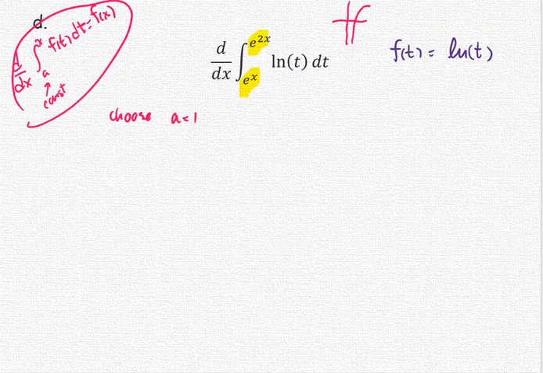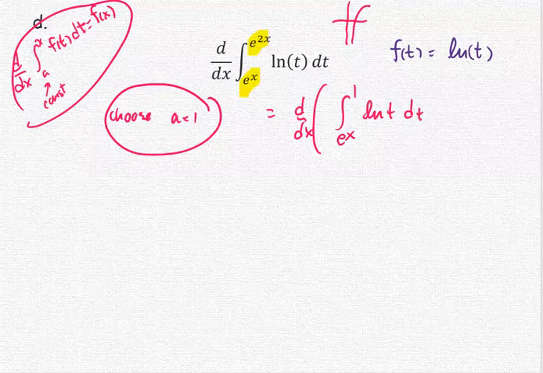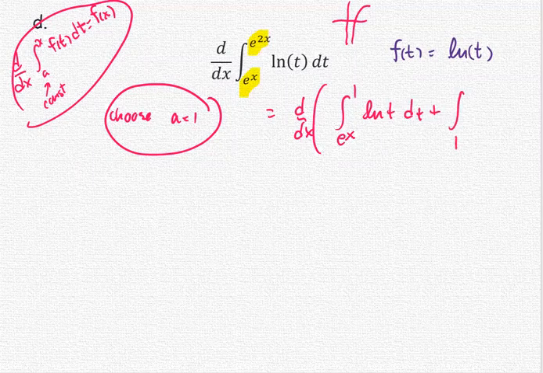That means I'm going to break it up at the point in between, as the sum of two integrals. So this will become d by dx of the first integral from e to the x to the number 1 of natural log t with respect to t, plus another integral from 1 to e to the 2x of natural log t with respect to t.